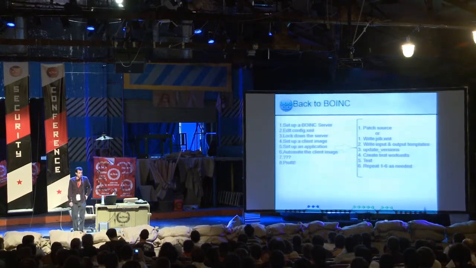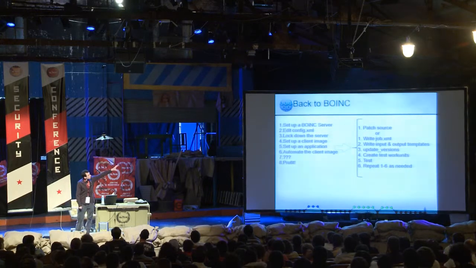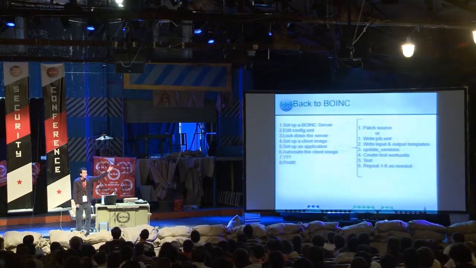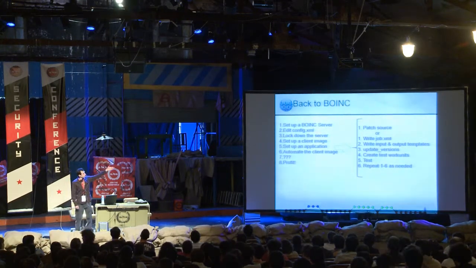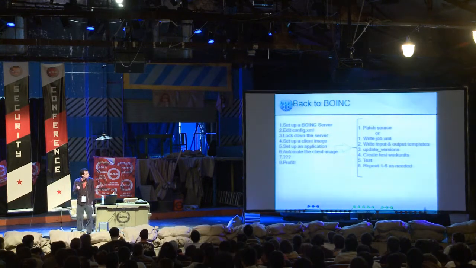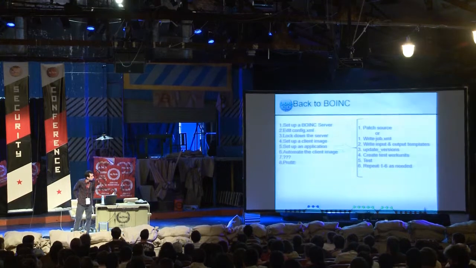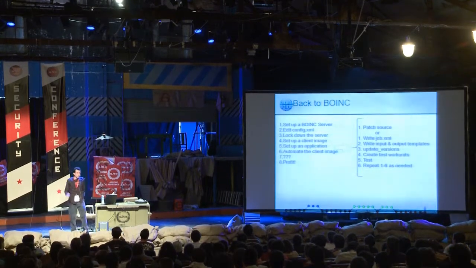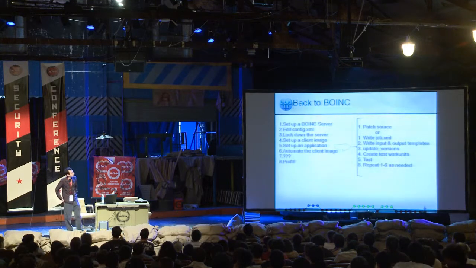So let's bring it back to BOINC and then wrap up. If you want to set up BOINC, you're going to set up a server, lock it down, and you're probably going to run this in EC2, so you're going to set up a client image and then set up an application. So you're going to pass the source or write the job.xml, and then write the input and output templates. And that's the trial and error part. You can see it kind of loops back as you need to try again and again.